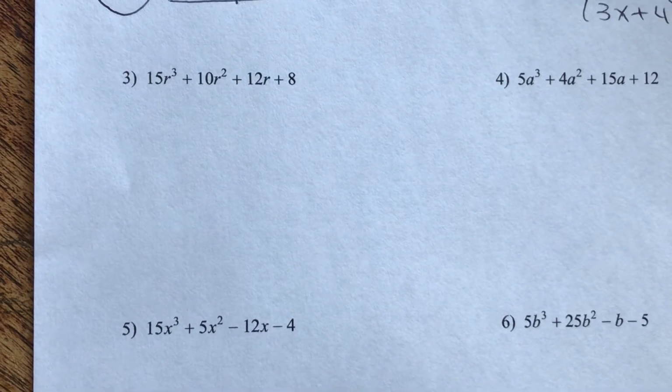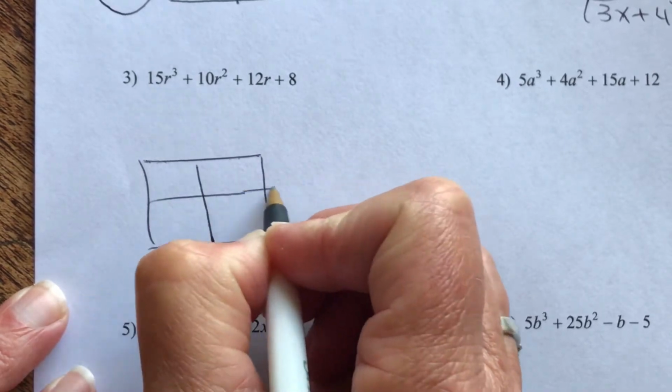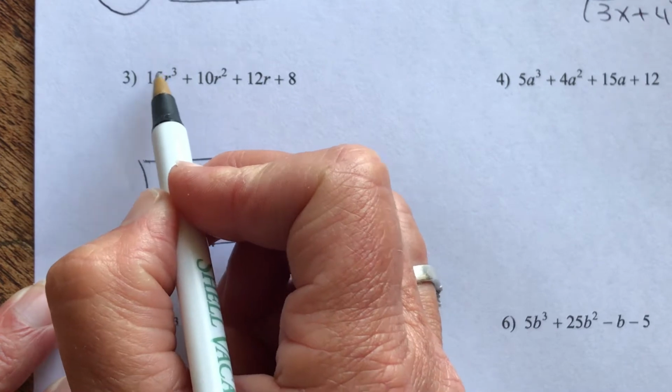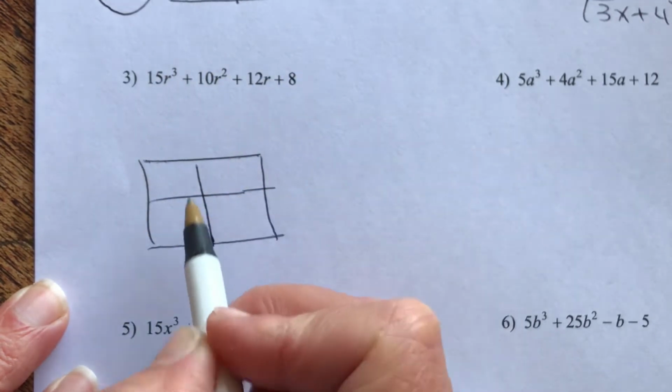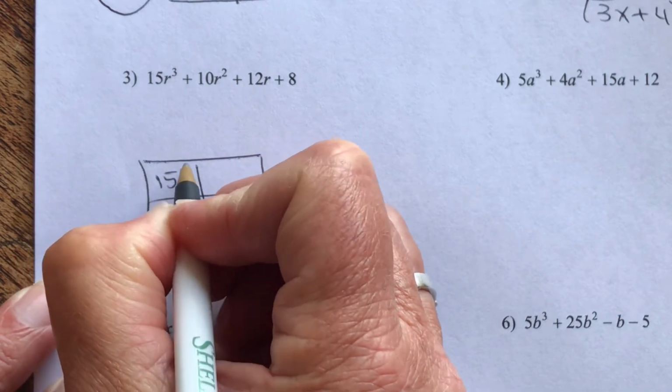Welcome back. Let's do question number 3. I'm going to start with my Punnett square. I'm going to place my 4 terms in the 4 boxes. Term 1, 2, 3, and 4. So let's drop these terms in these boxes.